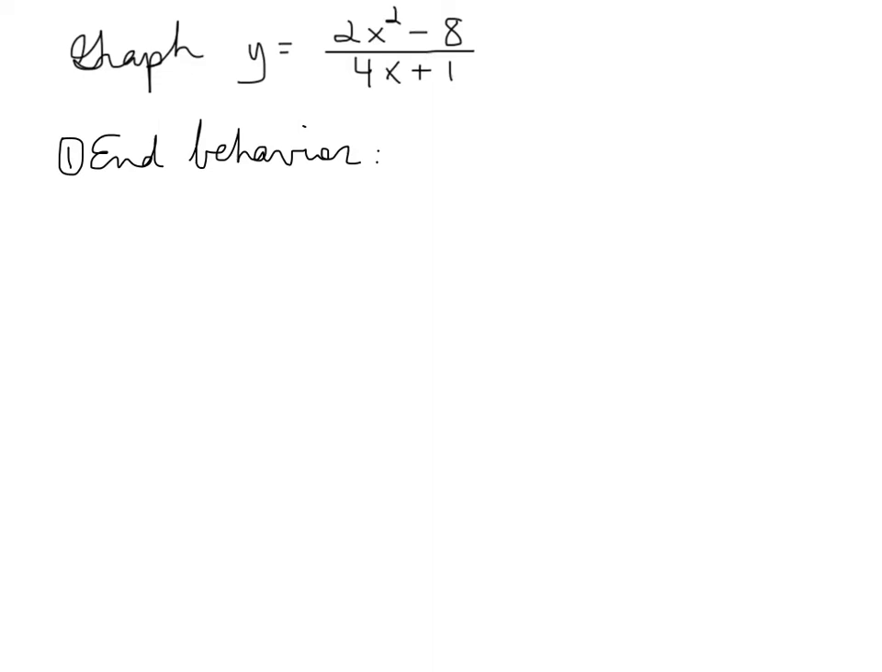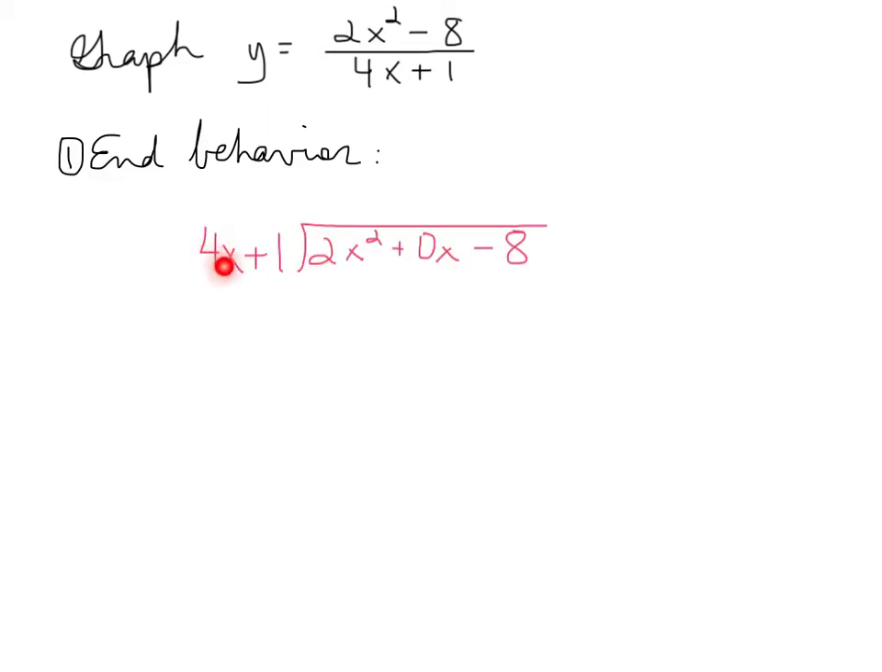Okay, I want to graph this function here, y equals (2x squared minus 8) divided by (4x plus 1). The first piece of information I need is the end behavior. Since the degree of the numerator is bigger than the degree of the denominator, I know that I don't have a horizontal asymptote. So to figure out the end behavior, I need to divide 4x plus 1 into 2x squared minus 8 in order to rewrite it.